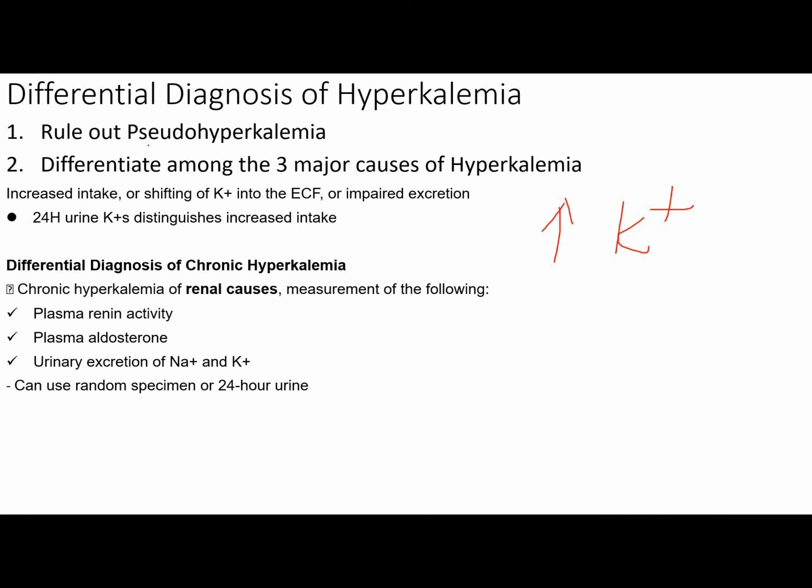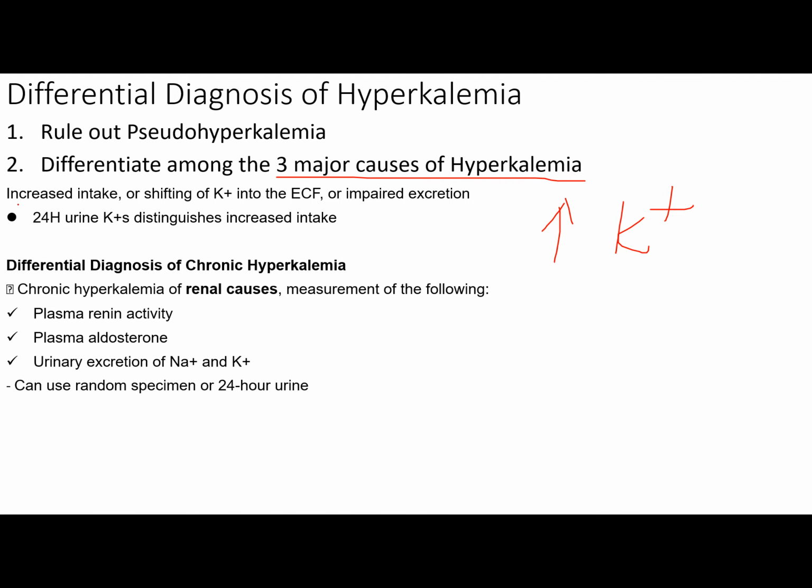Rule out pseudohyperkalemia. Check if the sample is hemolyzed. Check if the patient underwent strenuous exercise. Check any possible error wherein you did not immediately separate the serum from the RBC. Then differentiate among the three major causes of hyperkalemia.